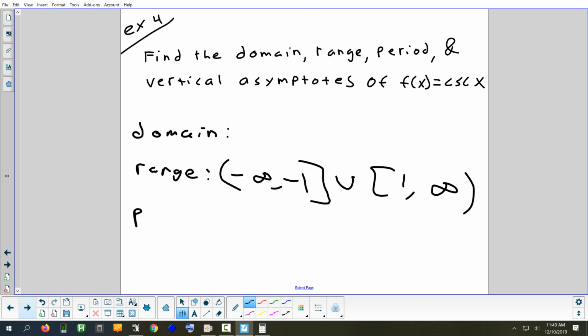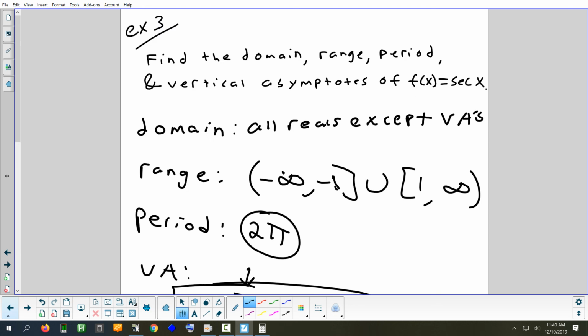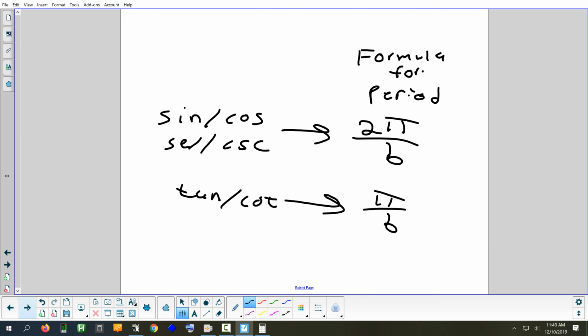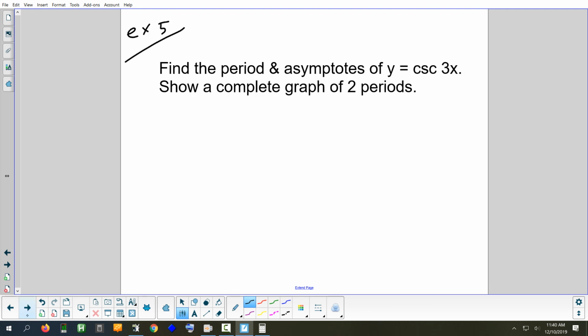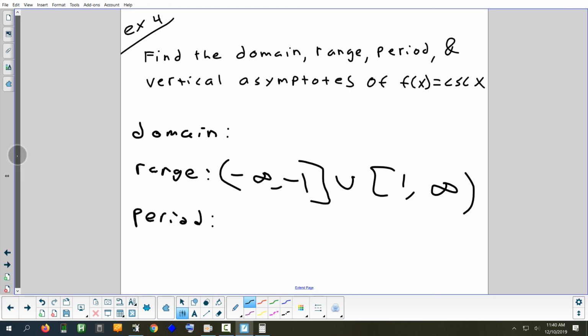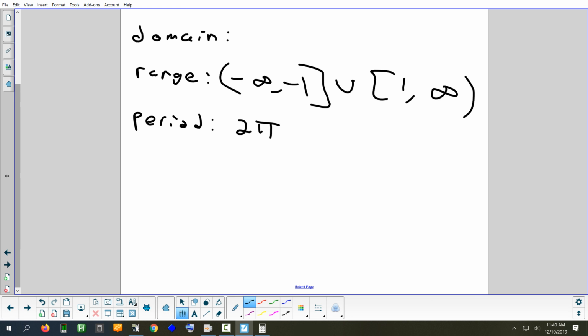What else? Domain, range, period. What's my formula for the period of cosecant? 2 pi over b. Secant, 2 pi over b. What's b? 1. So period 2 pi. You got to find the period before you do the asymptotes, because the asymptotes have at the end of it plus the period times n to show the repetition.